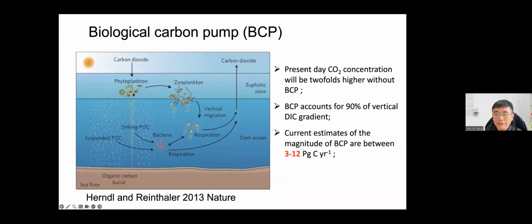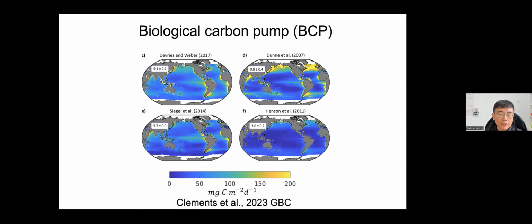On the right, I list three facts about the BCP. The first is that the present-day CO2 concentration would be twofold higher without the BCP. The second, the BCP accounts for 90% of the vertical DIC gradient. However, the current estimate of the BCP still has a large uncertainty, from 3 to 12 petagrams of carbon per year. This uncertainty is not only reflected in the integrated number, but also in the spatial distribution.